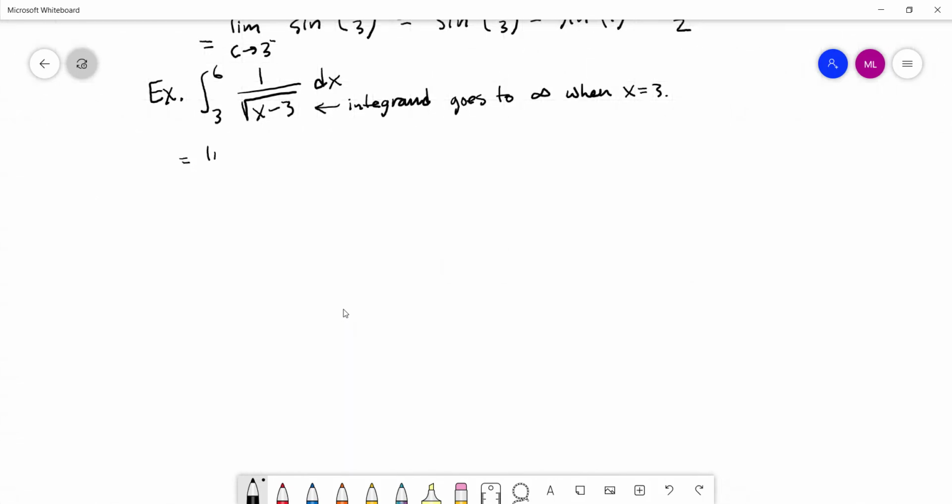So I'm going to rewrite this as the limit as, instead of c, I'm going to call it t. So as t goes to 3, but just a number just a little bit bigger than 3, because I want the number that we're going to. It's not 3 minus now, it's 3 plus, because it needs to be a number that's in the interval. So it needs to be between 3 and 6, so it has to be bigger than 3, less than 6. And I want it to be as close to 3 as possible, so that's why I picked 3 plus. This is one of those cases where our asymptote is on the left side of our interval of integration instead of on the right side.